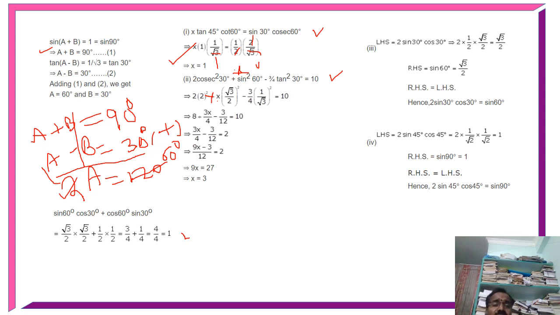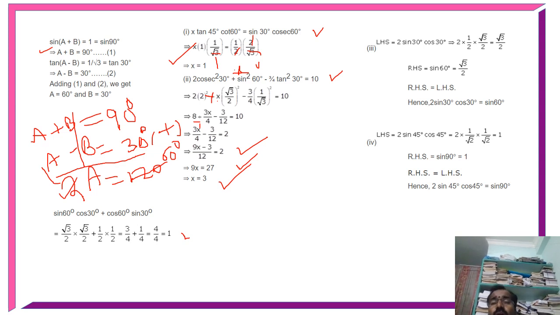So 2 into 2 square is 8, minus 3x by 4 root 3 square is 3, minus 3 by 4 into 3 is 3 by 12, equal to 10. 3x by 4, if you take LCM over here, it will become 8 minus 1 by 4, that is minus 3 by 12. If we send this to the other side and transpose, simplify, you can do any method. We got 9x equals 12, 24 plus 3 is 27, x equals 3.